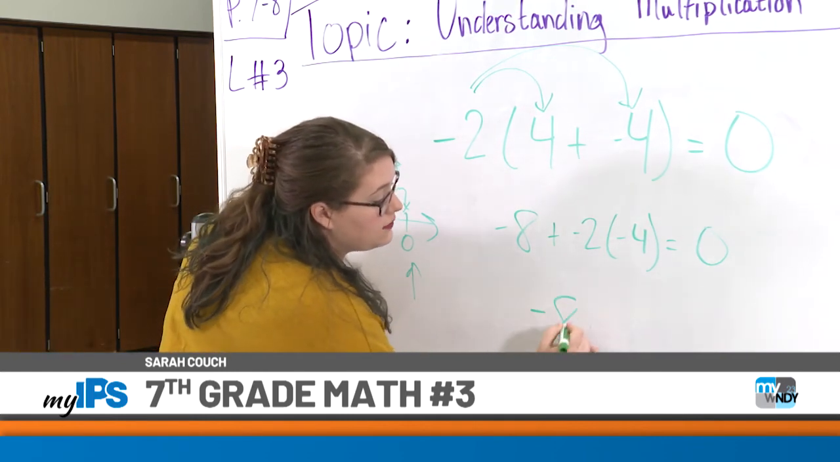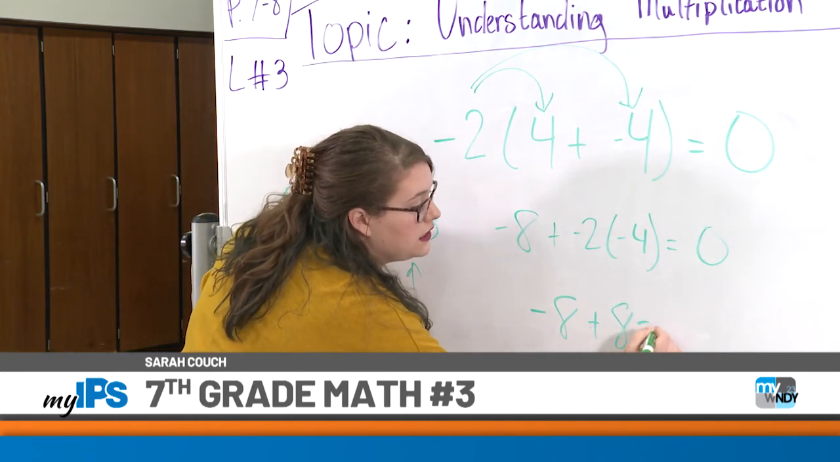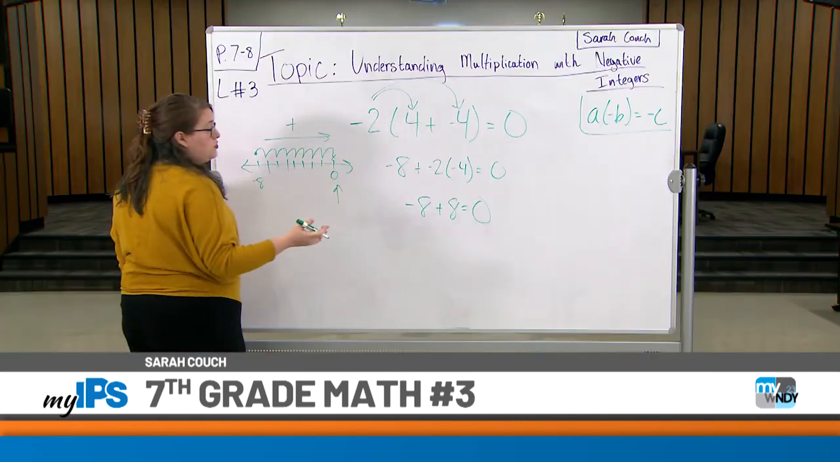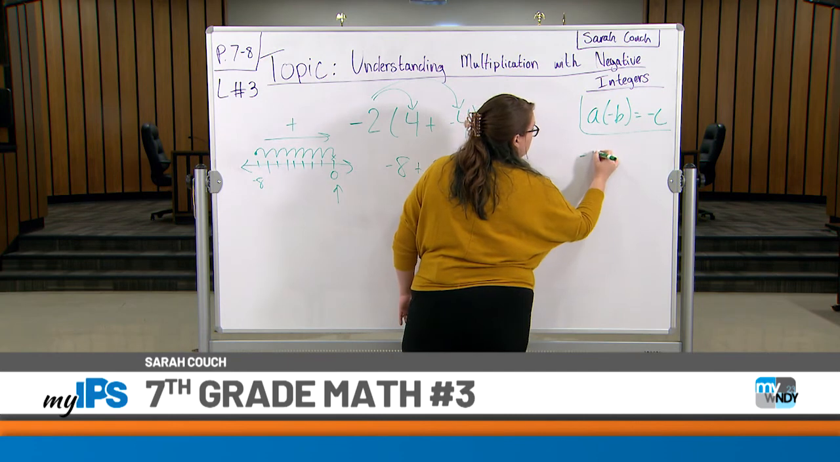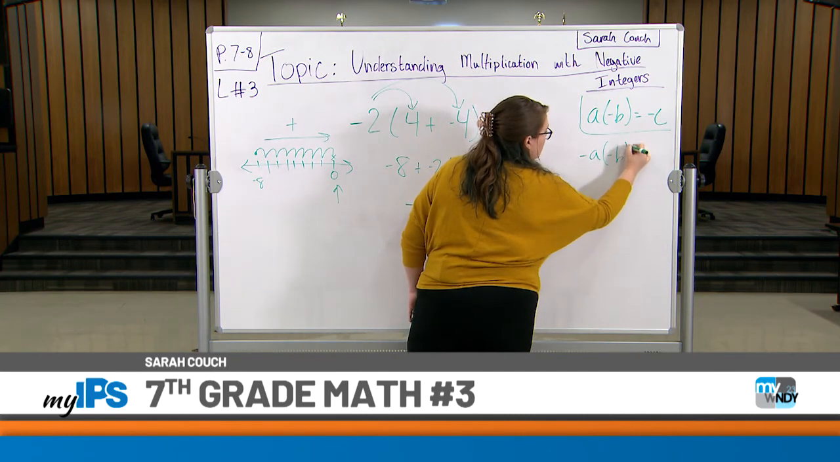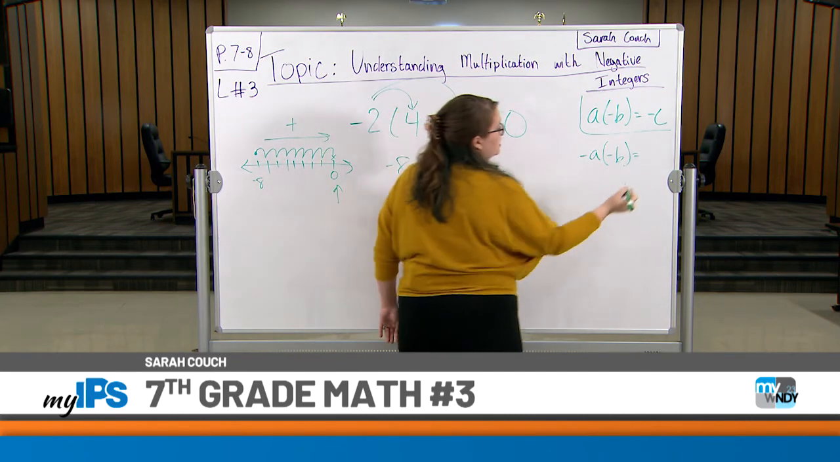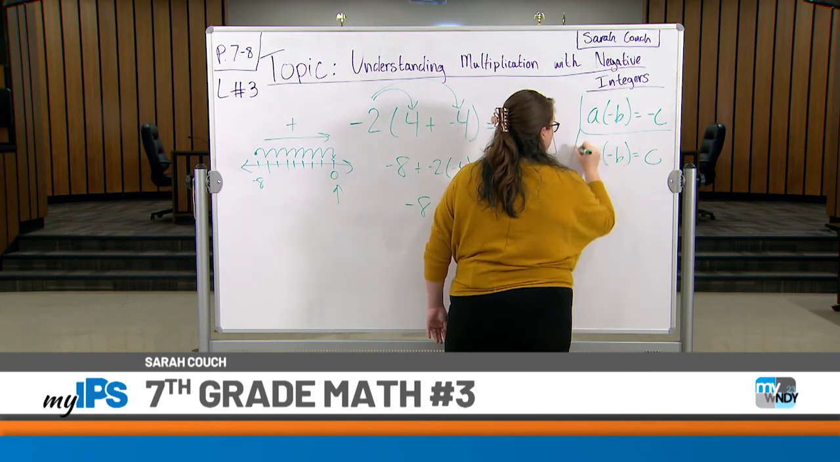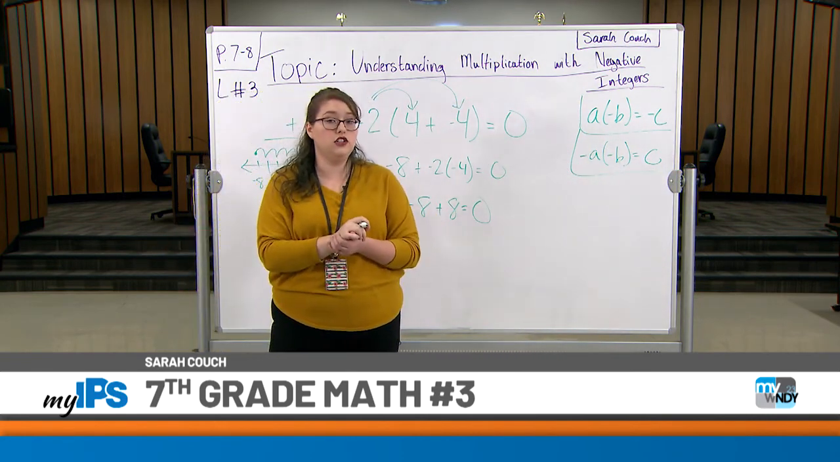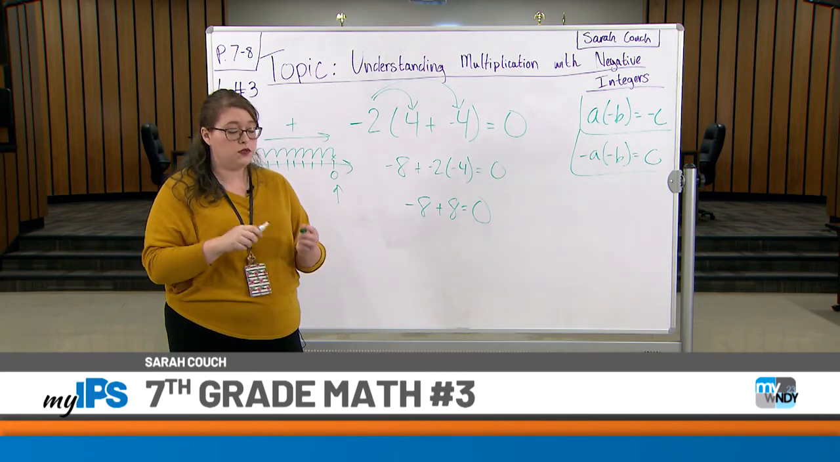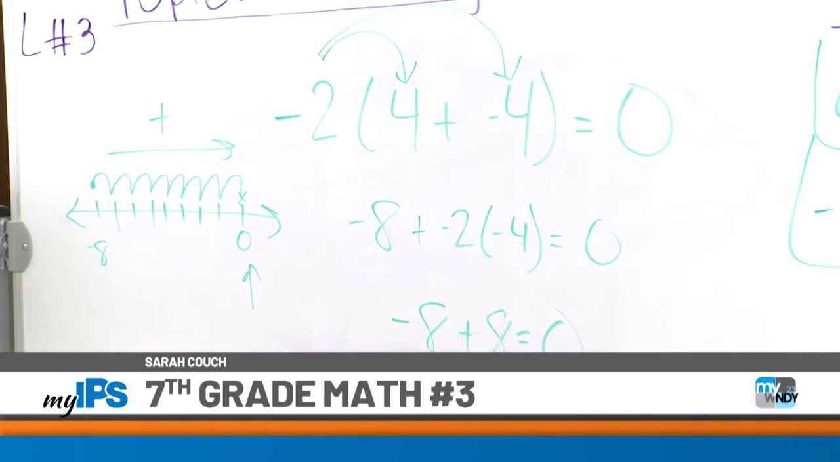So that means we have negative 8 plus a positive 8, which equals 0, which is exactly true, meaning that when we have two negative numbers multiplied next to each other, it actually results in a positive integer. Now we're going to use this knowledge to help us figure out the rest of the page. So go ahead and get your pencils ready and get ready to solve some problems.